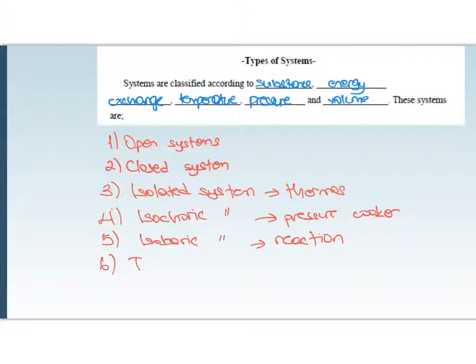The sixth one is isothermal systems, like the human body. Remember, you sweat when you get really hot, or you get cold when the weather is cold. So this means that your body is trying to keep your temperature at 36.5 Celsius, something like that. So you exchange heat and matter in order to keep that temperature constant.